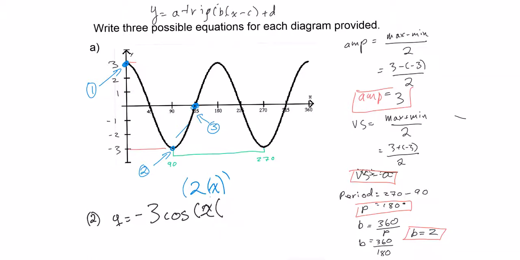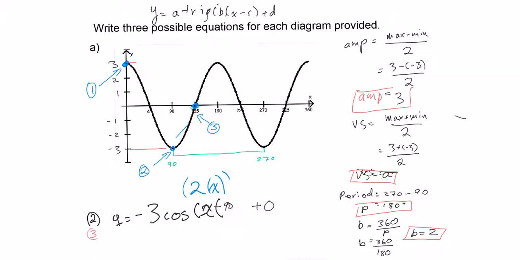Now, we have to look at how far to the right of the initial position where we started it has moved. We have moved exactly 90 degrees to the right. So remember, with opposite world, 90 degrees to the right means we have negative 90 in the brackets. Our vertical shift is still 0. And we're done.